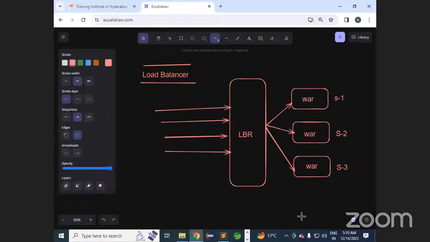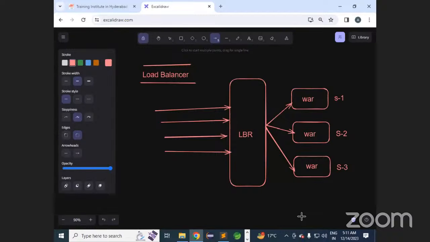Load balancer will give the requests to all the servers in a round robin fashion. The first request will go to the first server, the second request will go to the second server, the third request will go to the third server, the fourth request will go to the first server, the fifth request will go to the second, like that. That is called round robin fashion. Earlier, people used to follow this mechanism to run applications in the market. Are you getting my point?